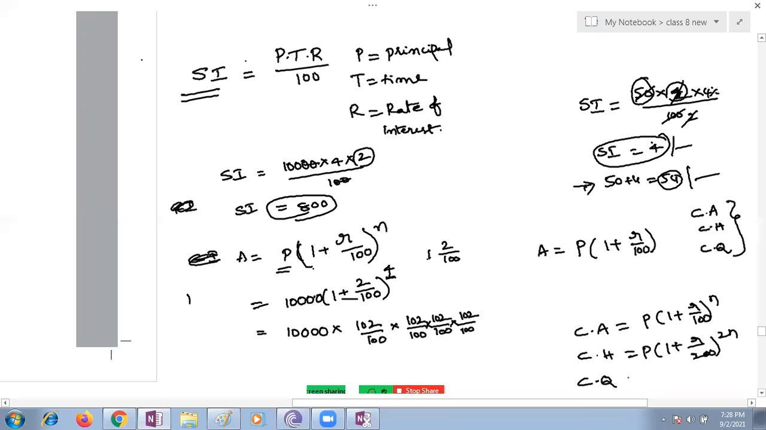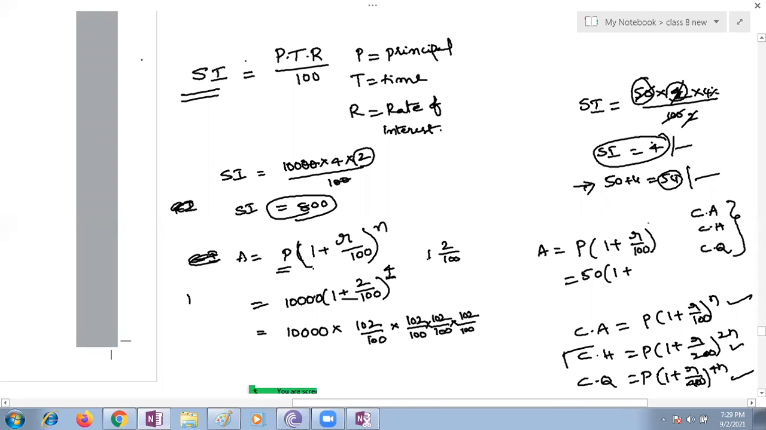Compounded quarterly means how many times? Quarter means 1 year has 4 quarters. So R by 400 whole to the power 4n. These are the different formulas we can use. So if I'm giving compounded half yearly, which formula is he supposed to use? The second formula, the second one.